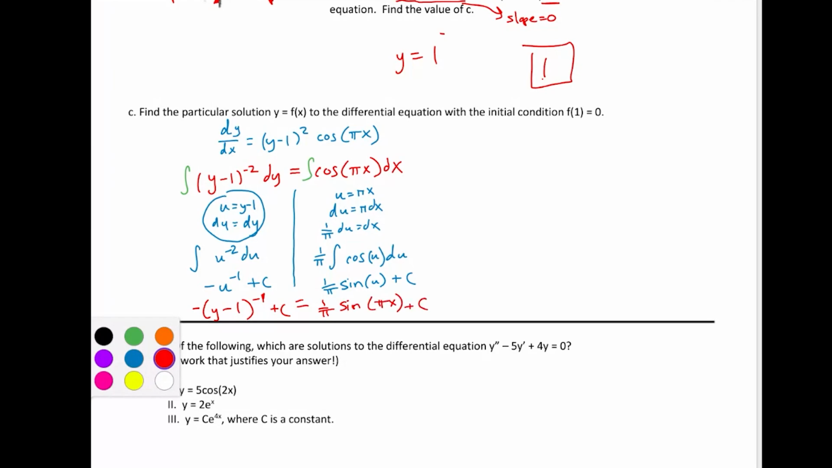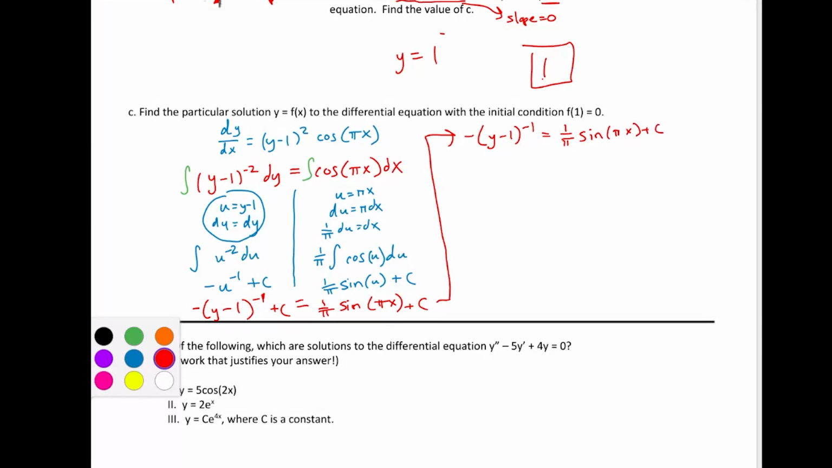Now we're going to combine the c's. We're going to subtract that left-hand c over to the right-hand c and combine it into a new constant. Those c's technically are different, they're not necessarily the same, but we're going to combine them anyway. And so our equation after doing that is going to be negative y minus 1 to the negative 1 equals 1 over pi sine of pi x plus c.